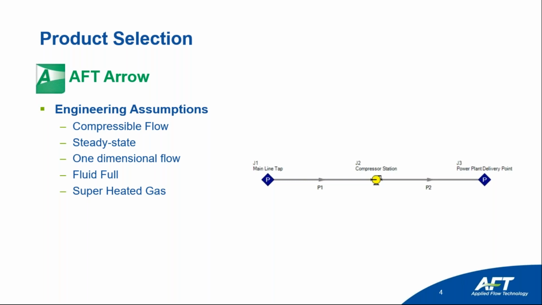What we end up with is this model on the right. We have that mainline tap point where we'll have those 400 and 600 psi requirements, about 20 miles worth of pipe with our compressor station along that line, delivering to this power plant, which will be our 1,200 psi delivery pressure.